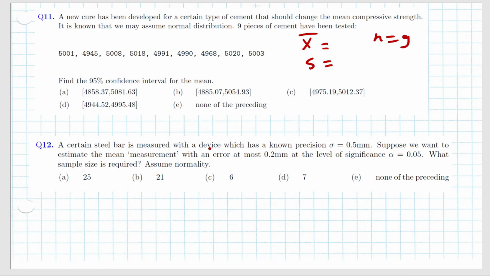A certain bar is measured with a device which has a known standard deviation. Sigma is known. Suppose that we want to estimate the mean. If you know sigma, you just use x bar plus minus z.